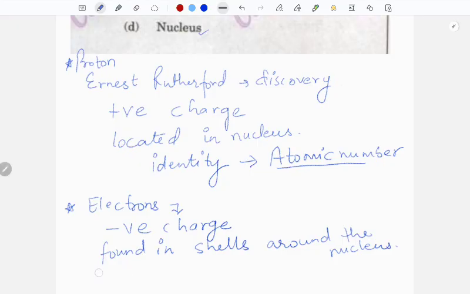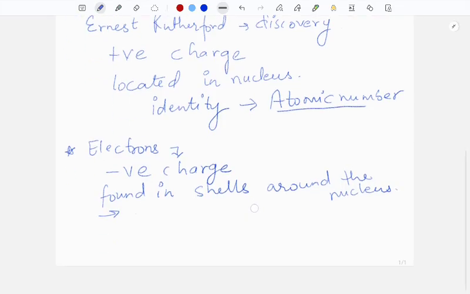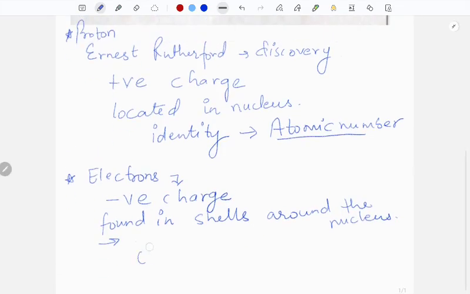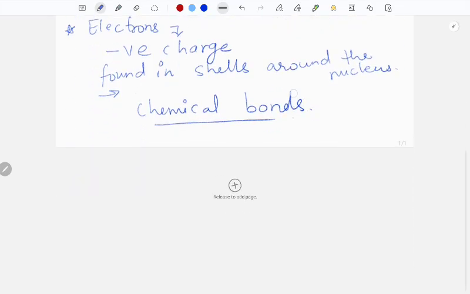Now, it helps in telling about the chemical properties. How? You must have heard about chemical bonds, right? You have learned about it also. Chemical bonding involves the electrons. Now let's see an example, HCl. You can also take NaCl, HCl, any compound.